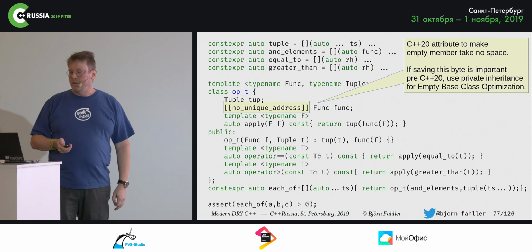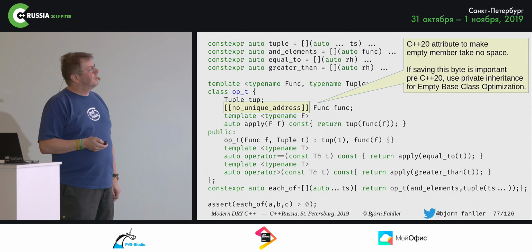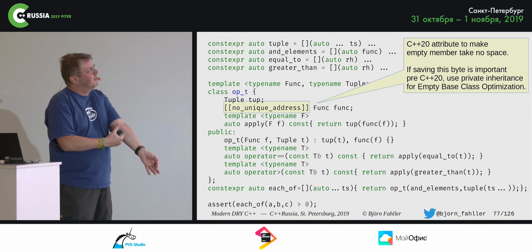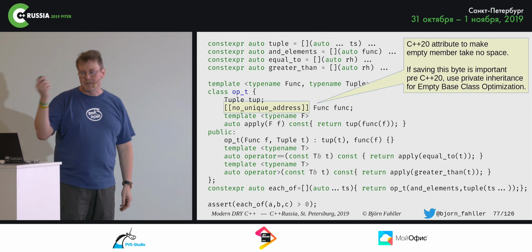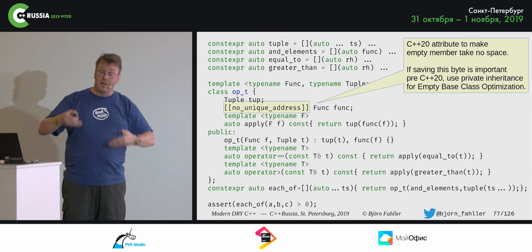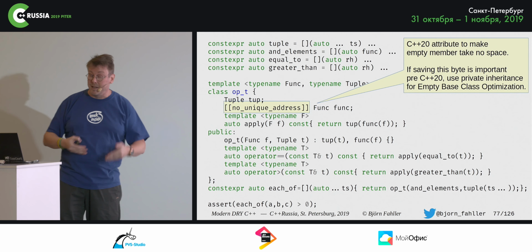If you're on earlier C++ versions, you can use ugly tricks like private inheritance to use the empty base class optimization, because then the types are actually related through inheritance, so they can share an address.